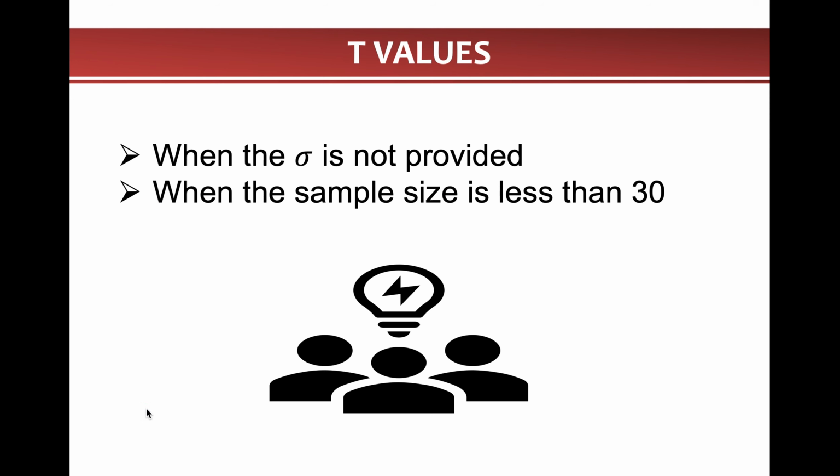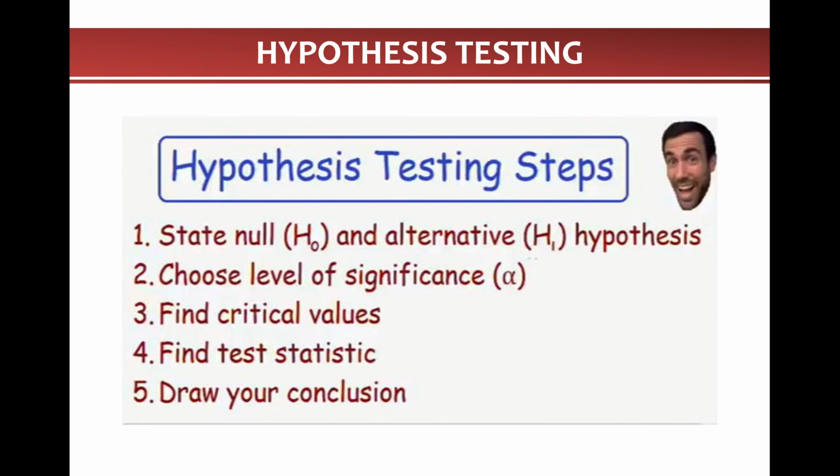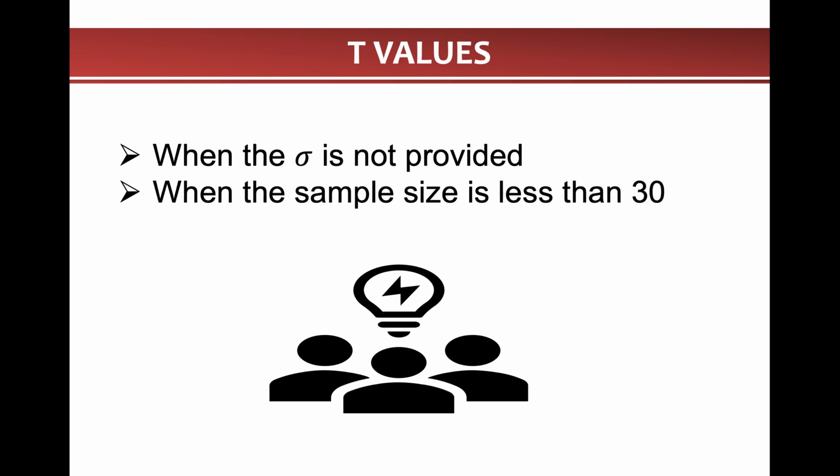Next one is the hypothesis testing steps. First, you have to state the null hypothesis H null and the alternative hypothesis HA or H1, and you have to choose a level of significance, whether it is determined by the question or you set it yourself. Then you find the critical values, and after that you find the test statistic, and you can draw your own conclusion based on the standard template given previously. The t-values are used when the value is not provided and when the sample size is less than 30.